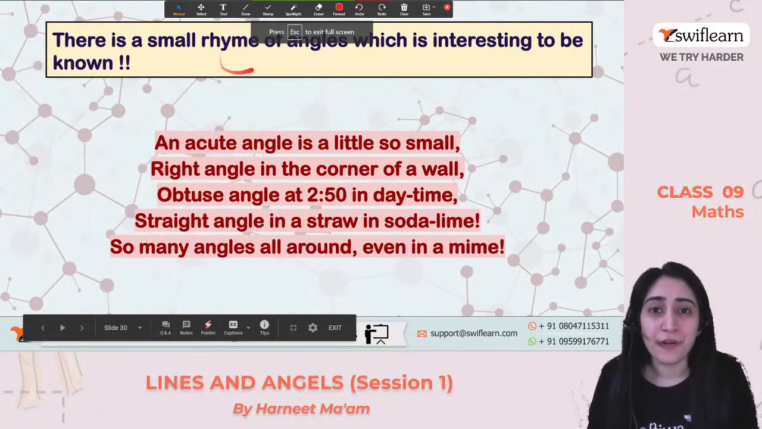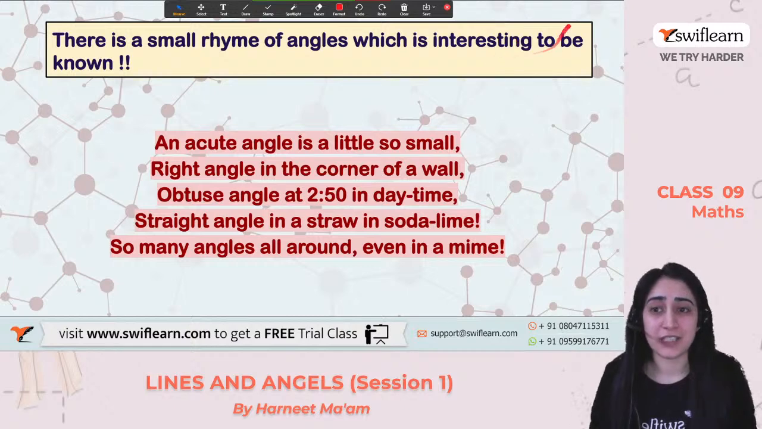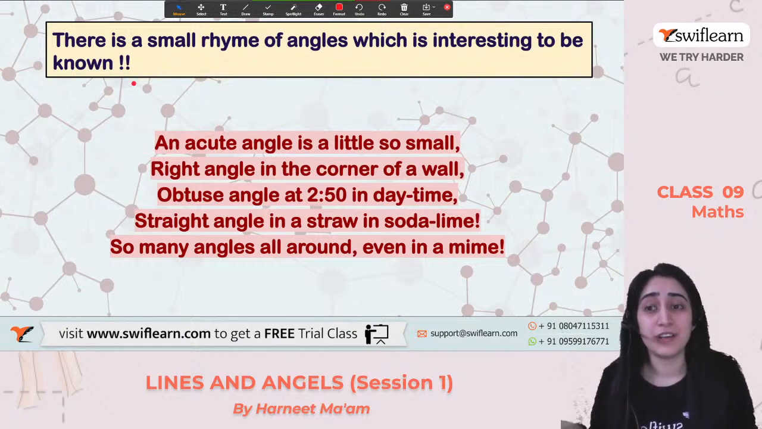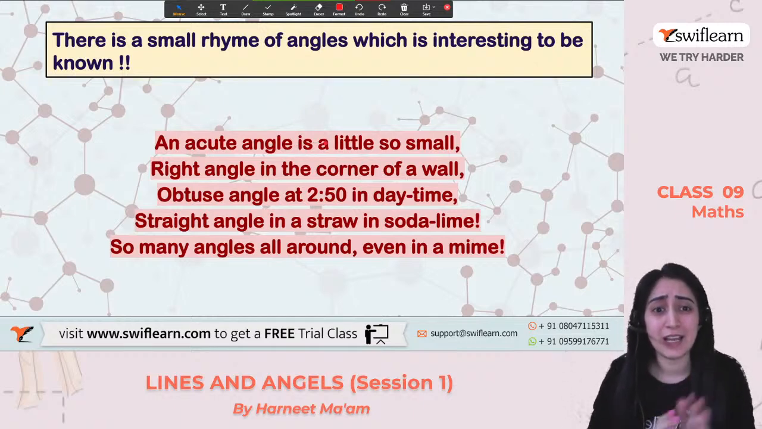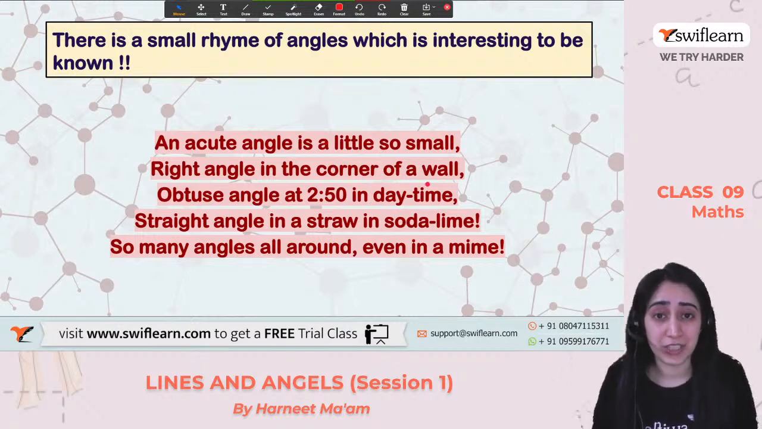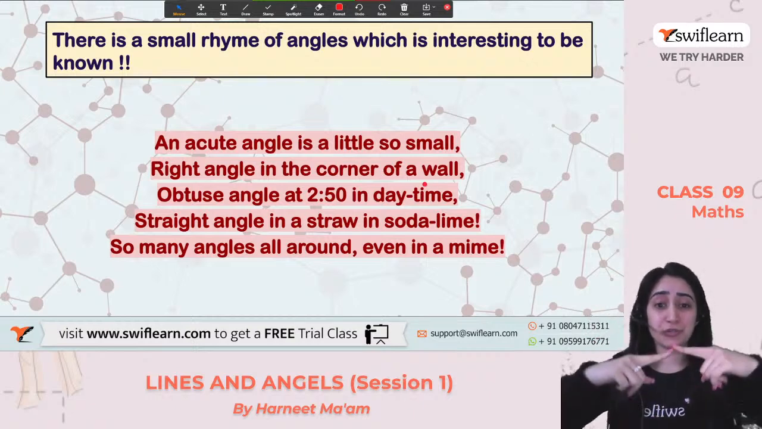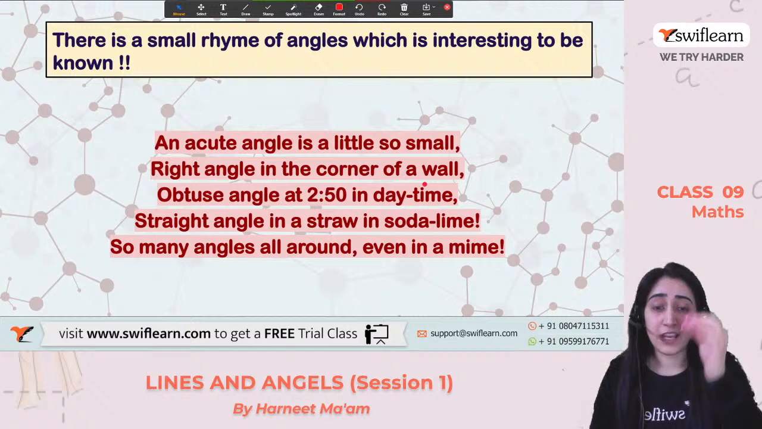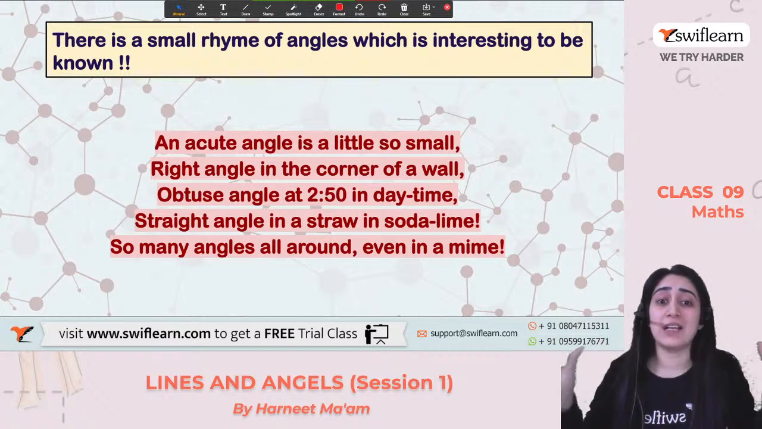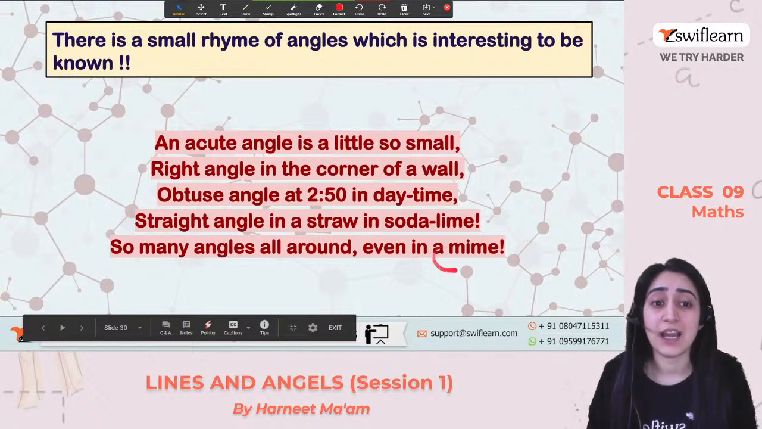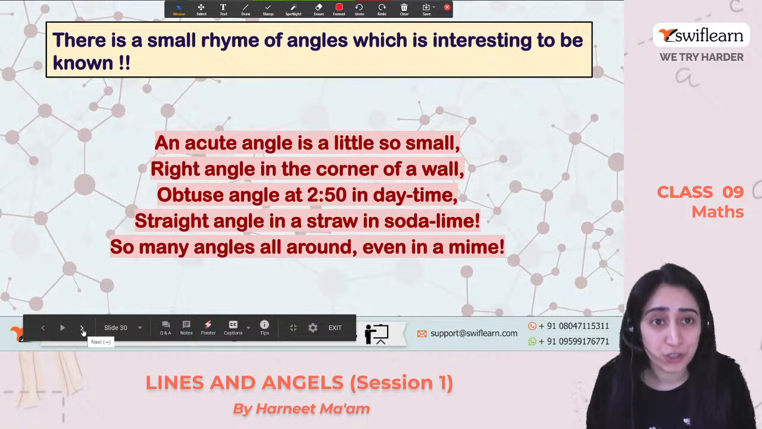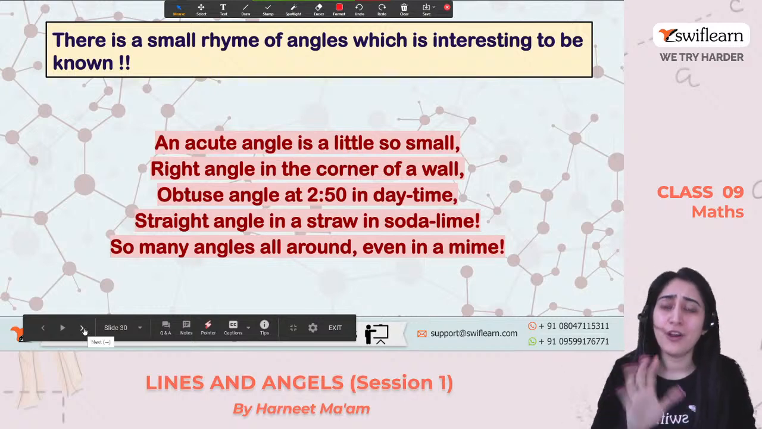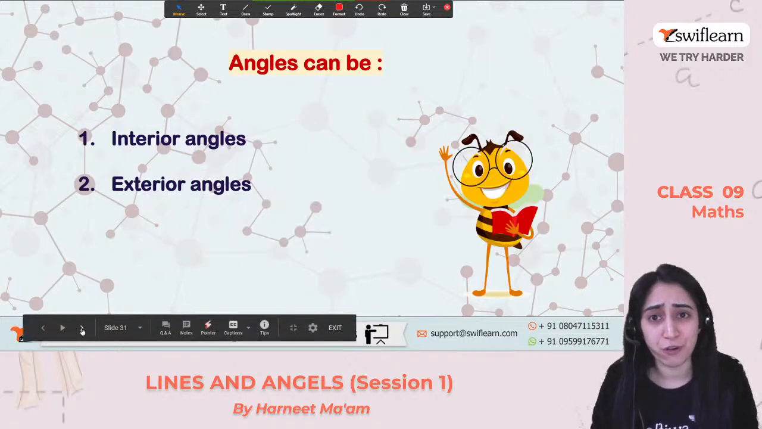So there are small rhymes of angles which is interesting to know them. An acute angle is a little, so small. The right angle is a corner of a wall. The obtuse angle is a little bigger one. A straight angle is like a straw in a soda line, and there are so many angles around, so that never stops. Okay, so I think now with the names you are clear with all types of angles.